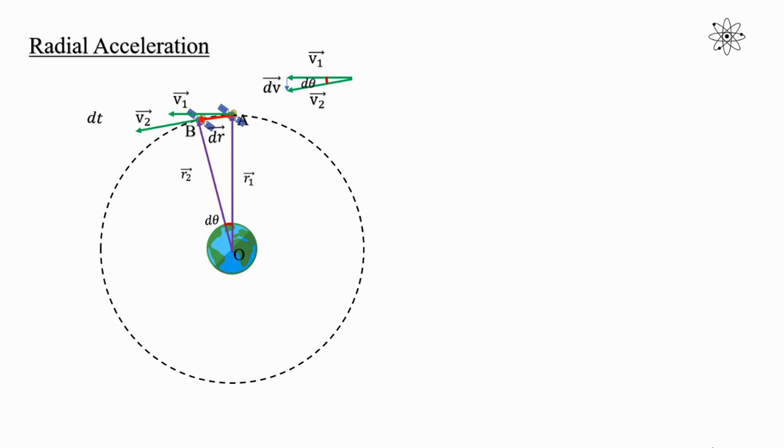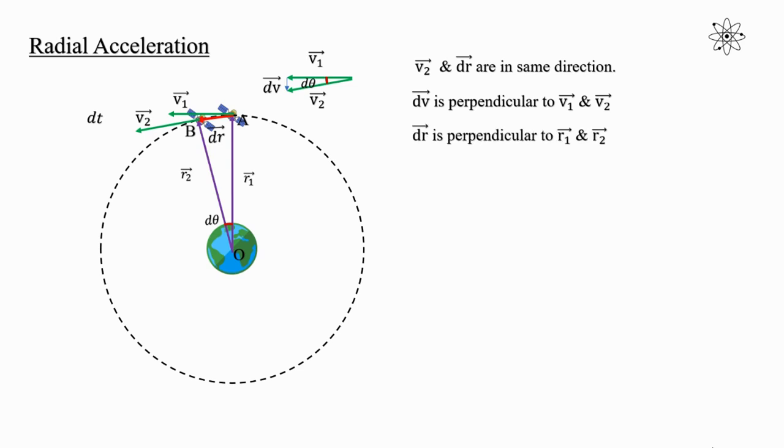For that, let's observe this diagram. Here you observe, student, vector v2 and vector dr are in the same direction. Vector dv is perpendicular to the vector v1 and vector v2. Remember, student, this is possible only when we consider the motion for a very small interval of time. Similarly, vector dr is perpendicular to the vector r1 and vector r2. Again, the same thing: this condition is true only when we consider the motion for a very small interval of time.